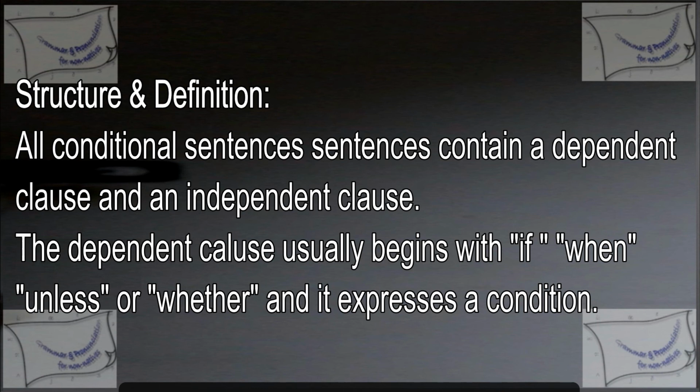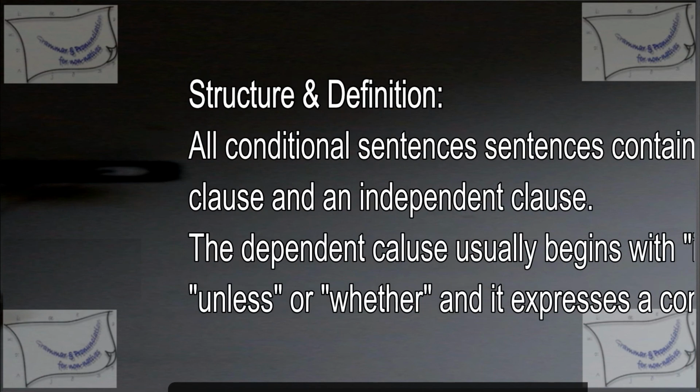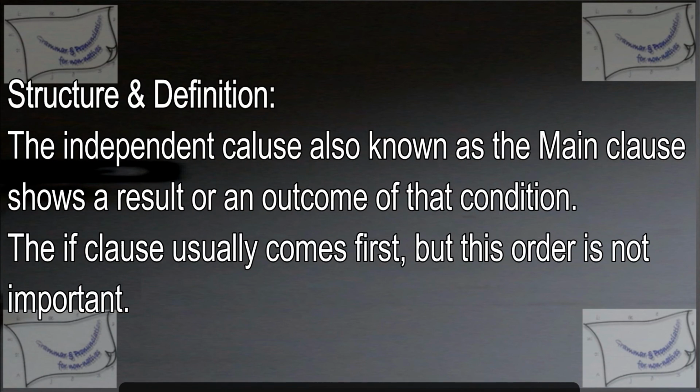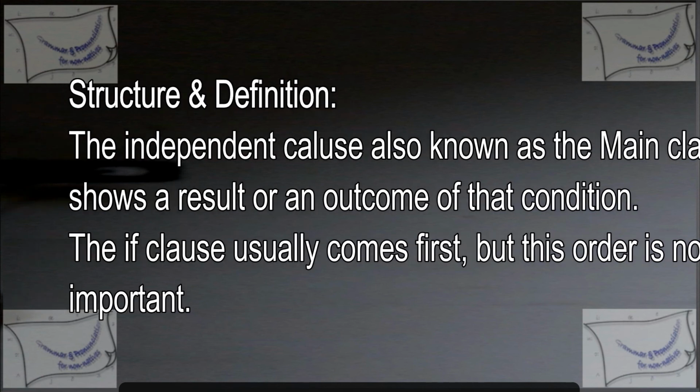The dependent clause usually begins with if, when, unless, or whether, and it expresses a condition. The independent clause, also known as the main clause, shows a result or outcome of that condition. The if clause usually comes first, but this order is not important.